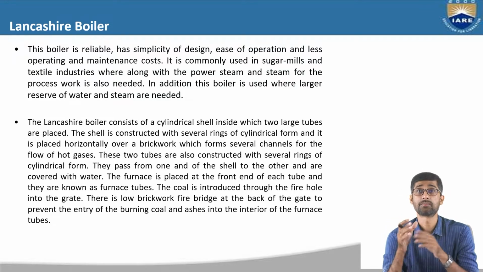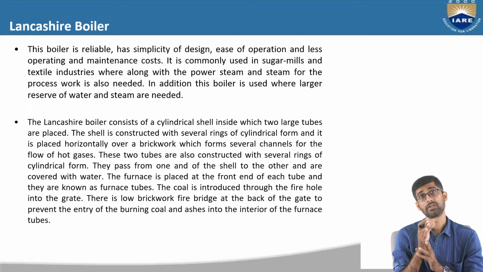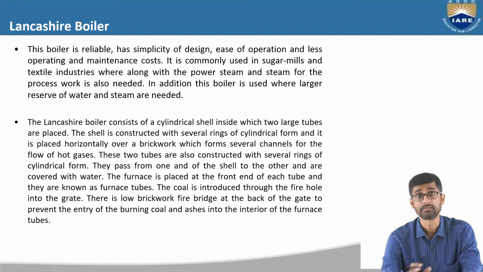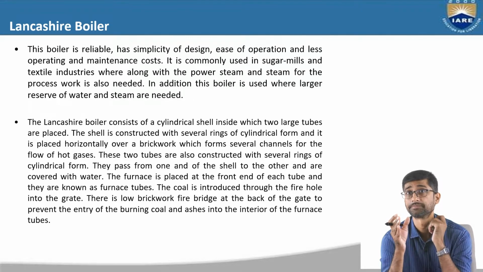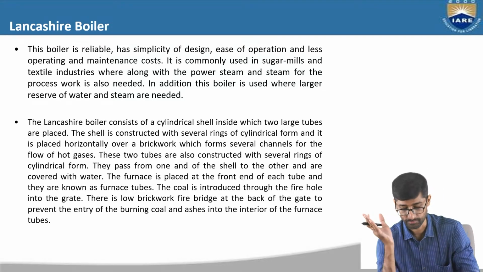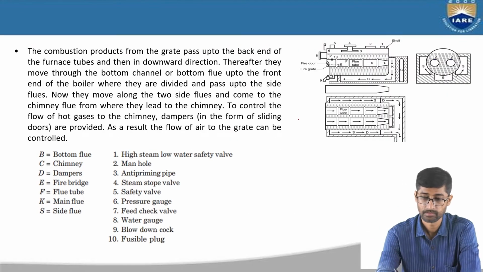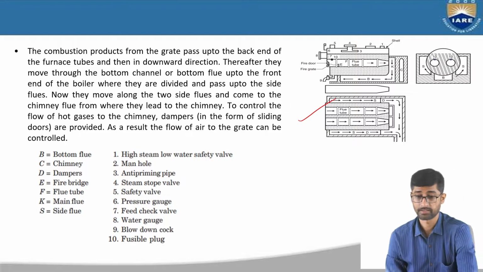The furnace is placed at the front end of each tube, and they are known as furnace tubes, right? The coal is introduced through the fire hole into the grate, and there is a low brickwork fire bridge at the back of the grate to prevent the entry of burning coal and ashes into the interior part of the furnace tubes. So this is the schematic diagram of the Lancashire boiler.